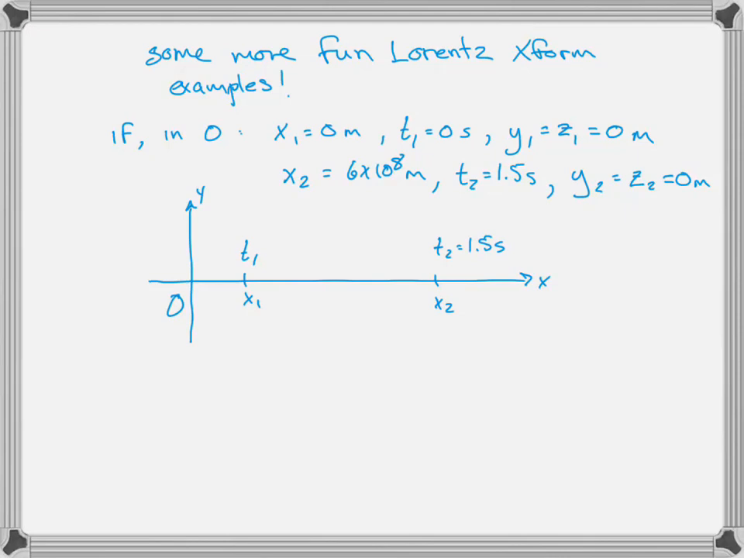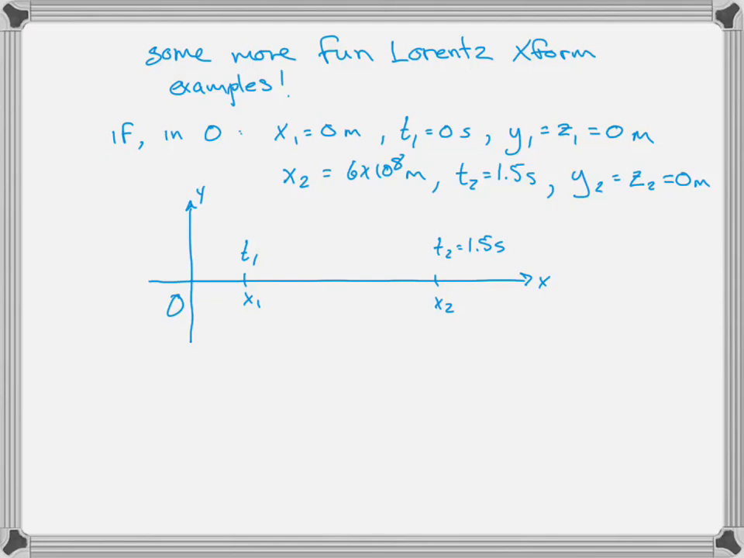So this could be something as simple as I'm in my house at t1 equals 0, and I get out of bed. That's my first event. And the second event is, I get into my car that's traveling at close to light speed, and I arrive at work, which is 6 times 10 to the 8th meters away, at 1.5 seconds later. Might not sound terribly realistic.